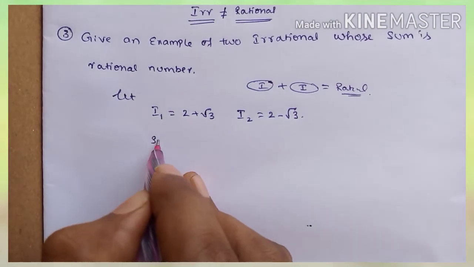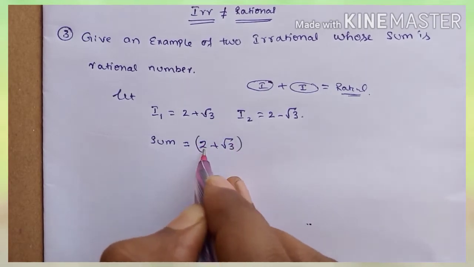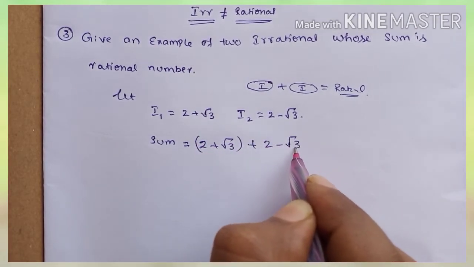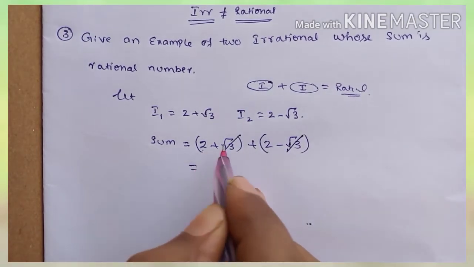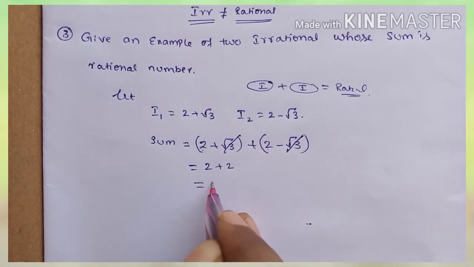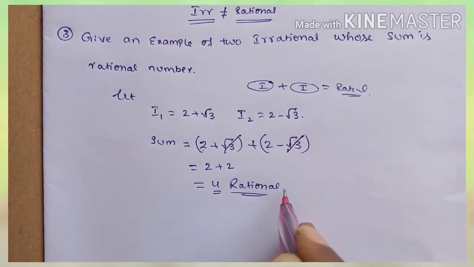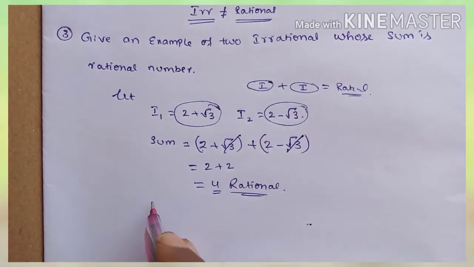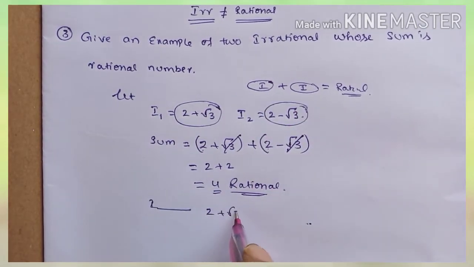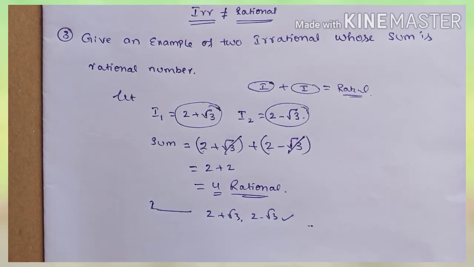Now the sum of the irrational numbers is equal to the first number 2 plus root 3, plus the second one 2 minus root 3. Plus root 3 minus root 3 cancel. 2 plus 2 are the remaining. 2 plus 2 is equal to 4, which is called what type of number? Rational number. So this is your example. So the answer is: two irrational numbers are 2 plus root 3 and 2 minus root 3. Okay, let's go for the next problem.